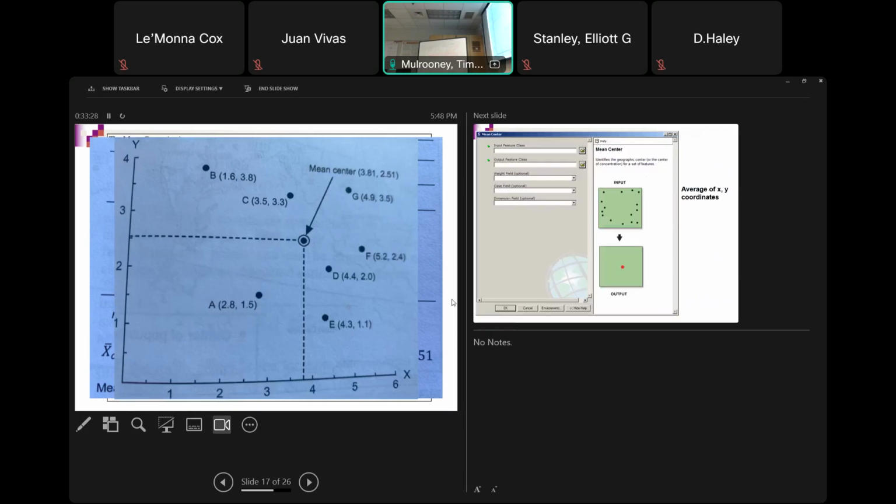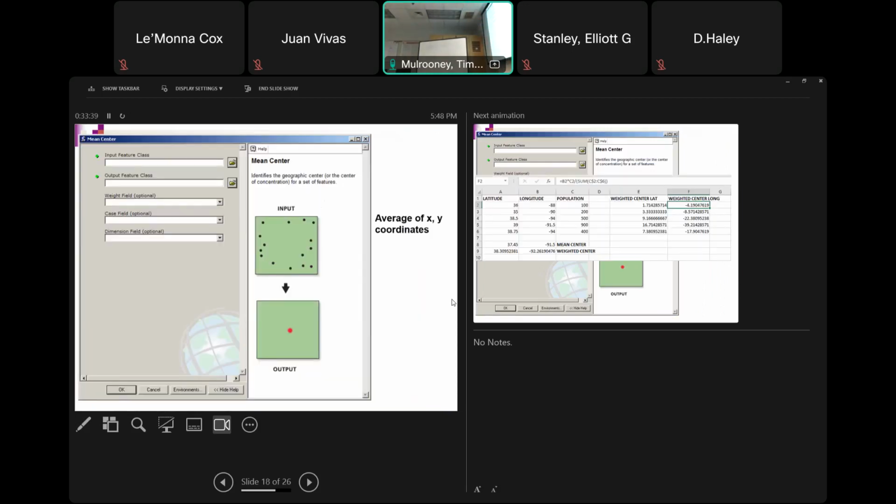Same exact thing here. Okay, we got all these points. This is the mean center. Just averaging all the x's, averaging all the y's, so we get a brand new x, a brand new y, which is going to be the coordinate for it. We have a tool here called mean center. After the break, we're going to work with mean center. And then we have a weight field.